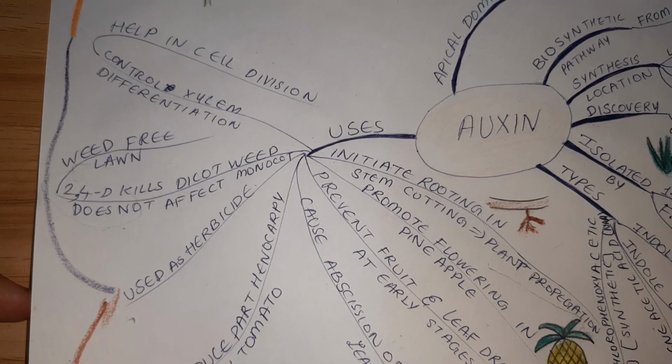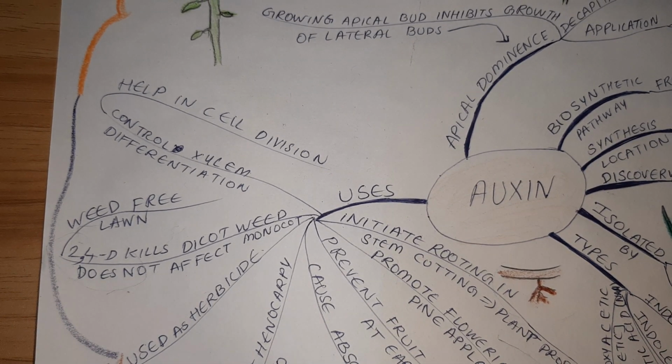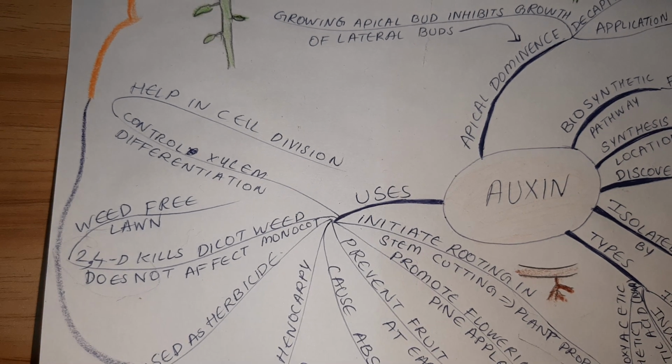And the last use of auxin is it controls xylem differentiation. So in this way it helps in cell division also. It has a little bit role in xylem differentiation. It helps xylem to differentiate and to grow, so therefore it is helping in cell division.